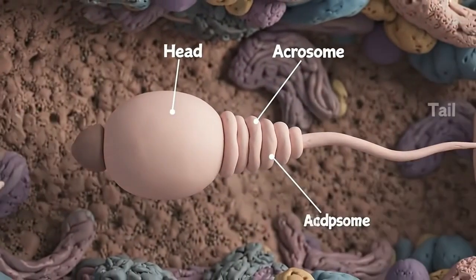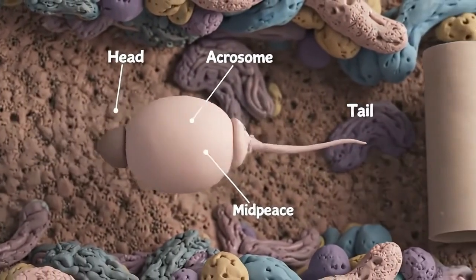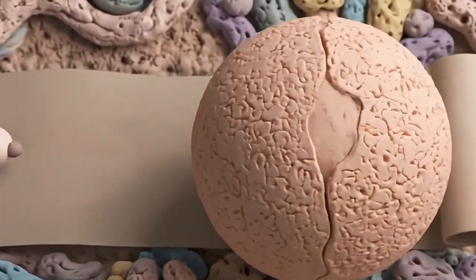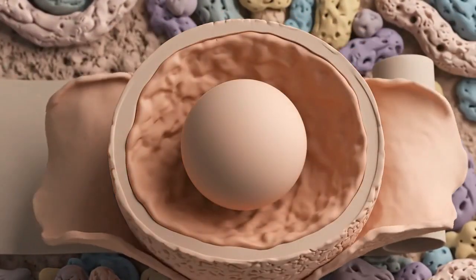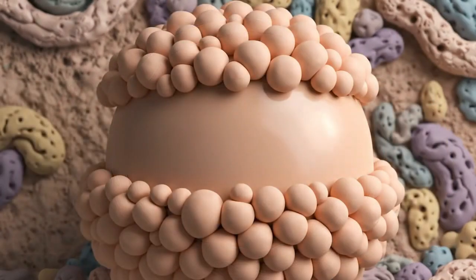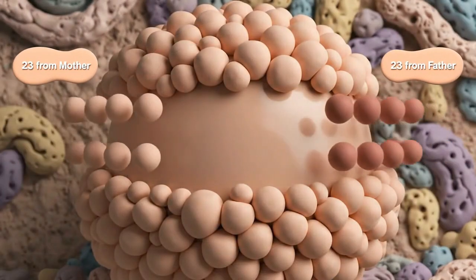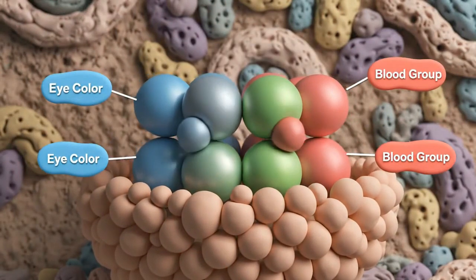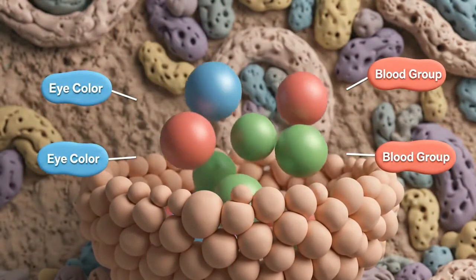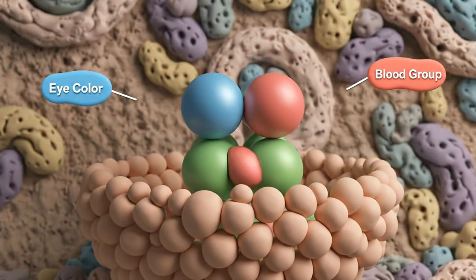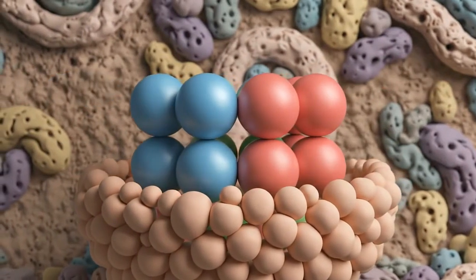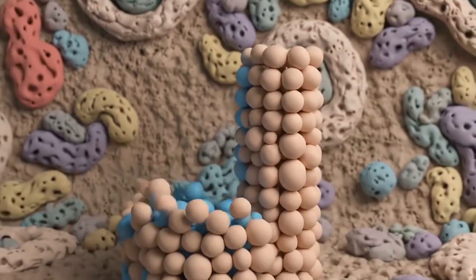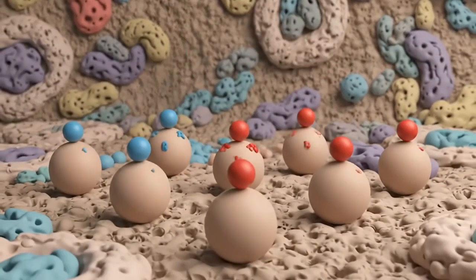The sperm cell consists of a head, acrosome, midpiece, and a tail that whips to propel it. You inherit 23 chromosomes from the mother and 23 from the father, making 46 chromosomes in 23 pairs. When these chromosomes pair up, they determine specific traits. This combination defines your eye color. Inherited genetic combinations determine complex traits like height and specific factors like your blood group.